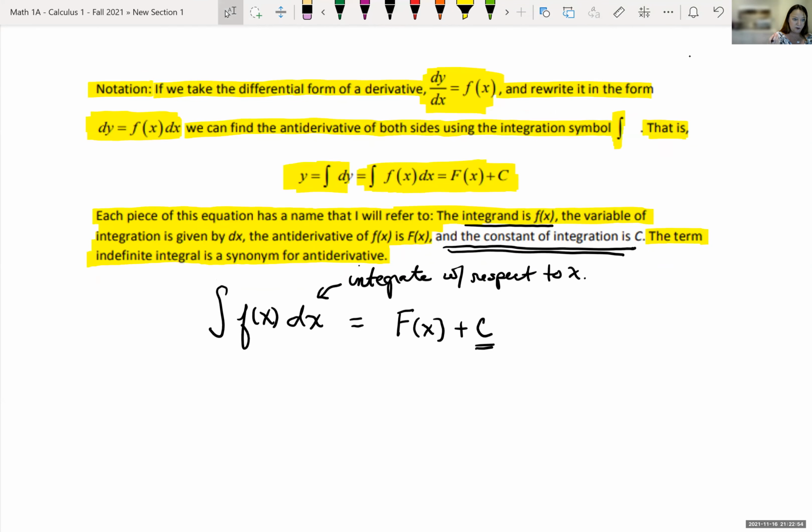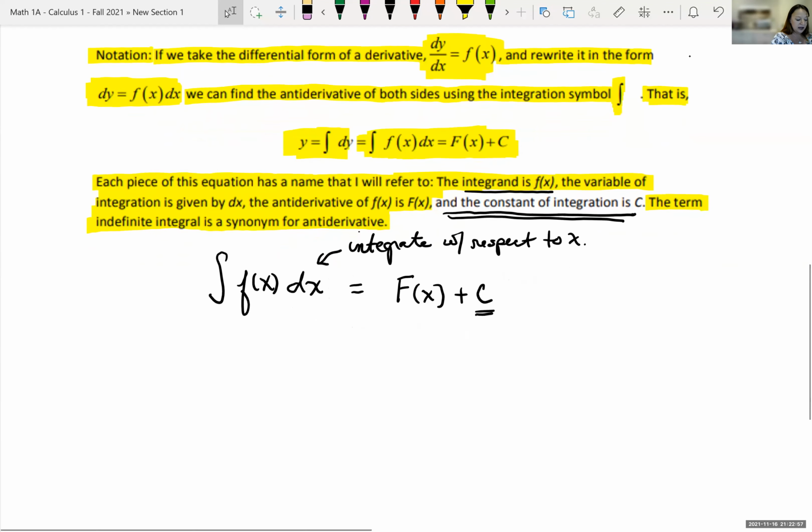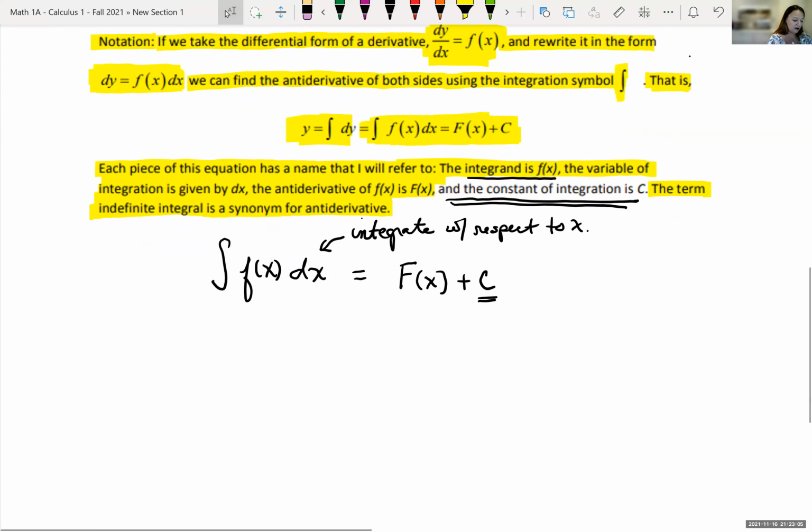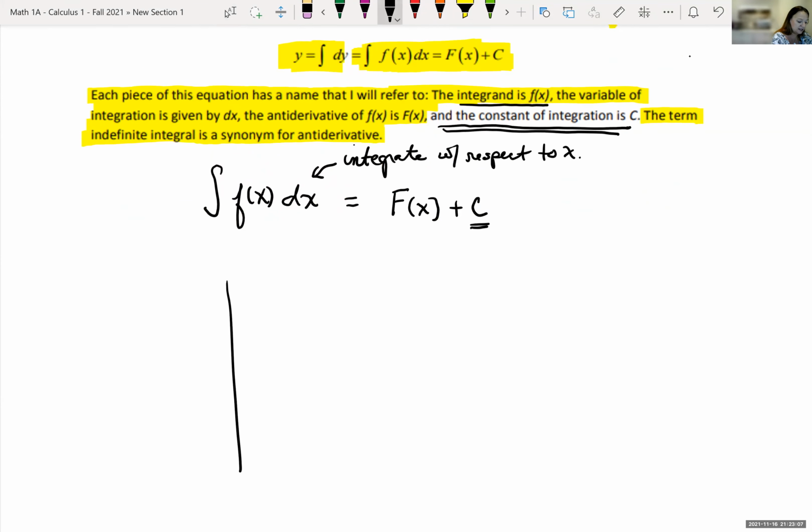So let's just talk about why we have that c there. If you're thinking about derivative, remember when you take the derivative, that is telling us the slope of a tangent line at any point on our graph of our function f of x that is differentiable. So technically, let's just look at a parabola x squared.